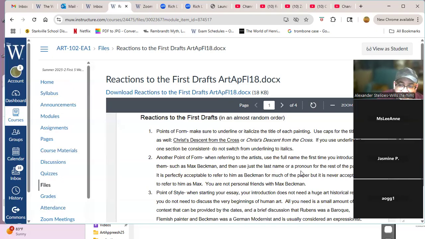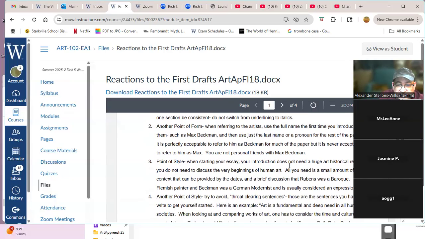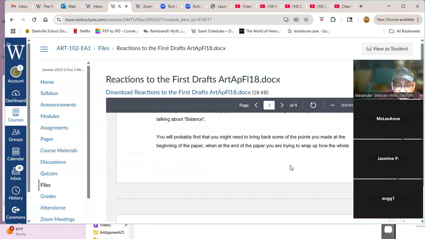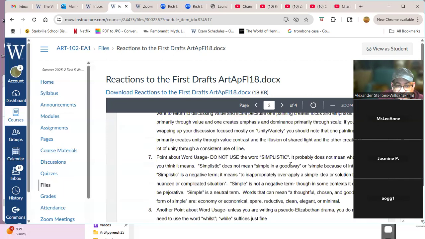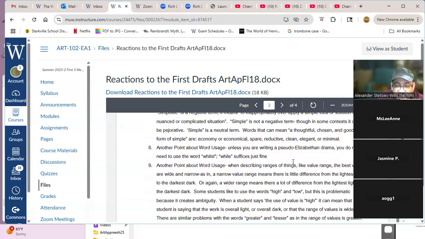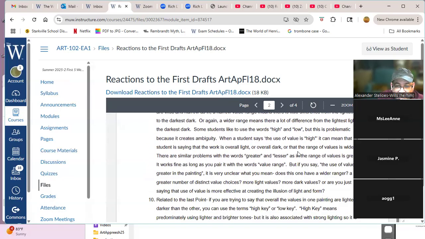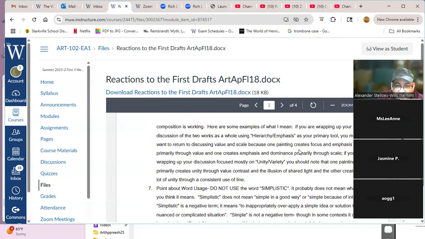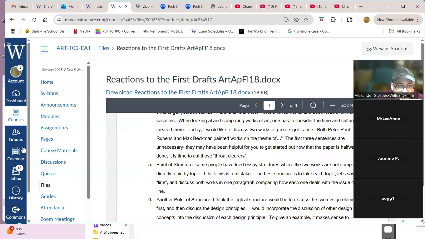Also, I give you some corrections on how to spell the names because people seem to mess that up, how to write the possessive forms of their names and stuff like that. But I also give you some other kind of advice about writing and about which kind of words to use and stuff like that. Okay.